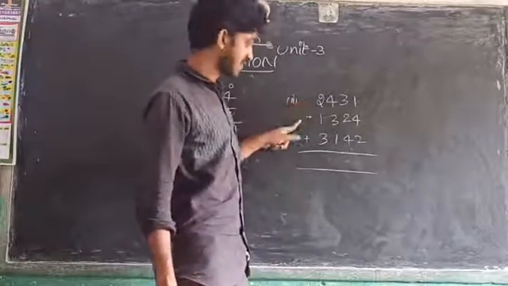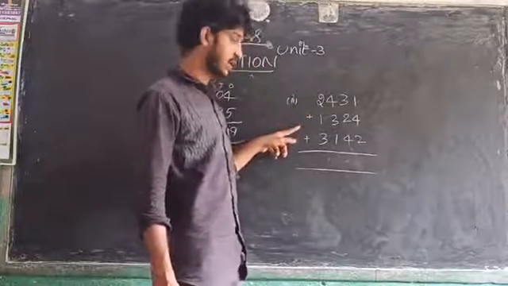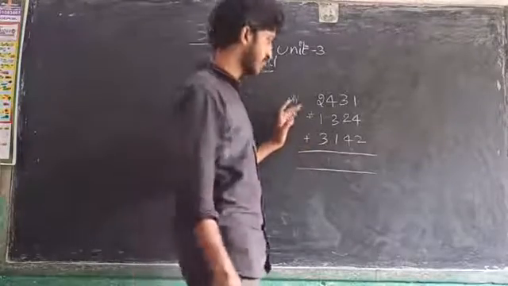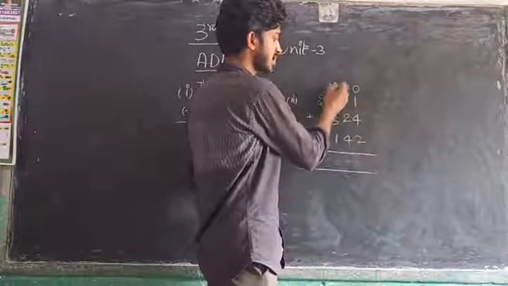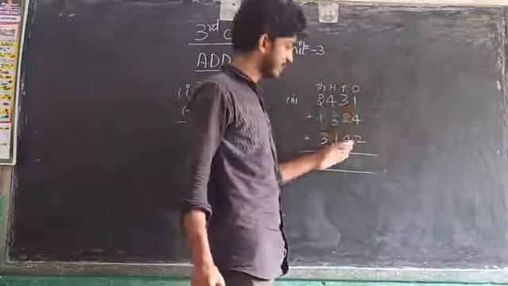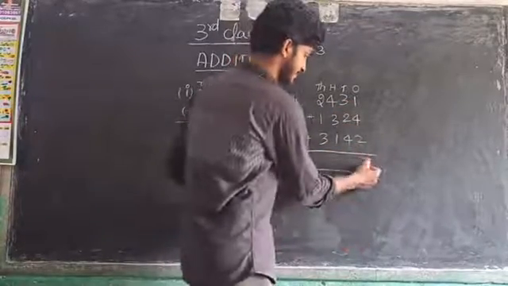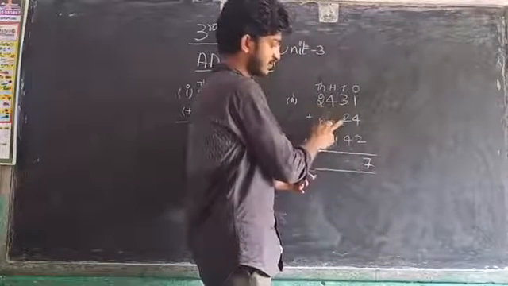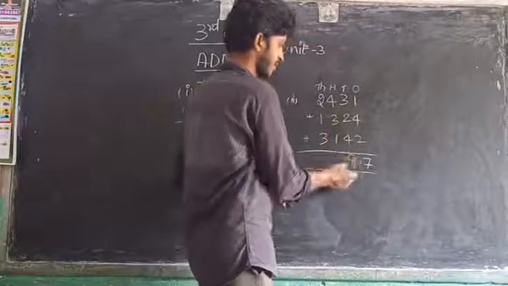Here there are three numbers: one number, second number and third number. 2431 plus 1324 plus 3142. So first of all, we have to start from the ones place, next the tens place, next the hundreds place, and next the thousands place. In the ones place we have three numbers. 1 plus 4 plus 2 becomes 7. Ones place is completed. Now the tens place, we have 3, 2, 4. So 3 plus 2 is equal to 5. 5 plus 4 is equal to 9.